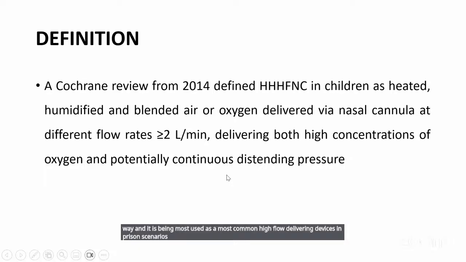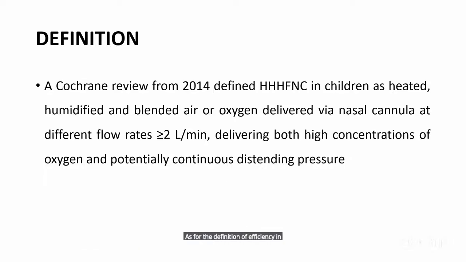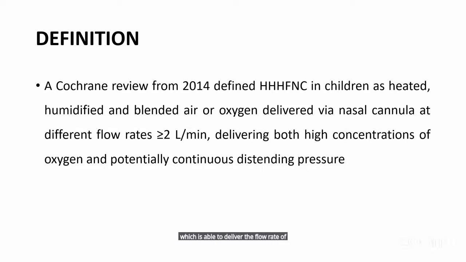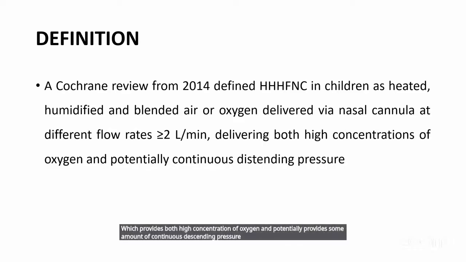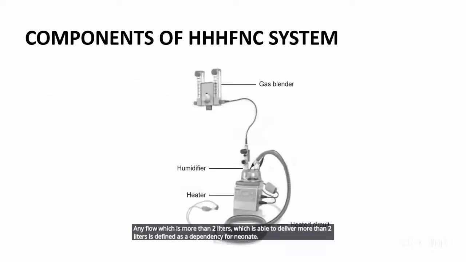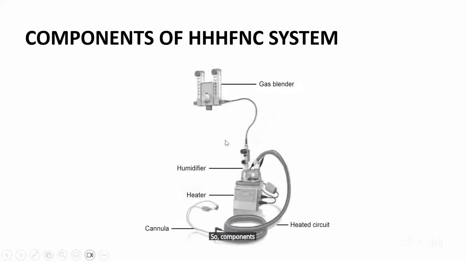As per the Cochrane review definition of HFNC in the neonatal population, it is heated, humidified, and blended air delivered by any nasal cannula that is able to deliver a flow rate of more than 2 liters per minute, which provides a high concentration of oxygen and potentially some amount of continuous distending pressure. Any flow of more than 2 liters is defined as HFNC for neonates. So the components are, it's quite a simple machine actually.